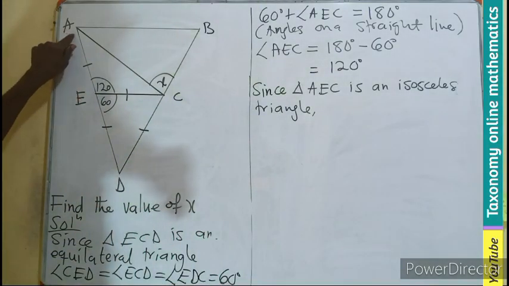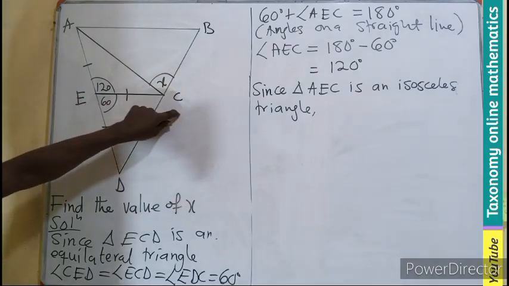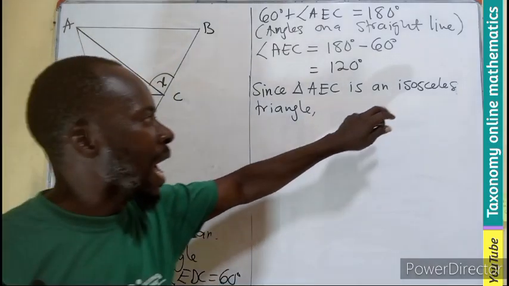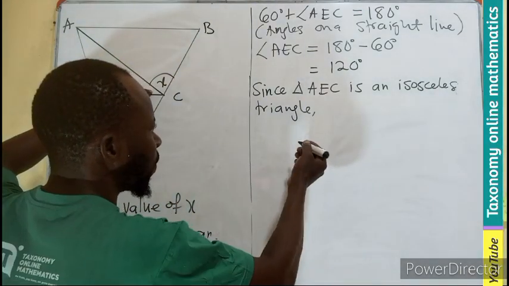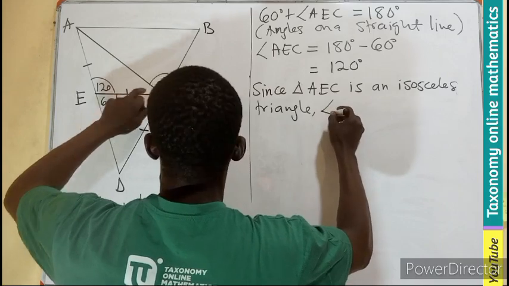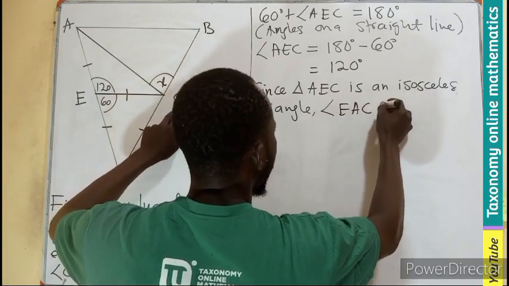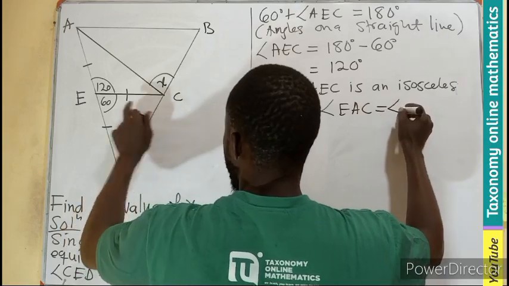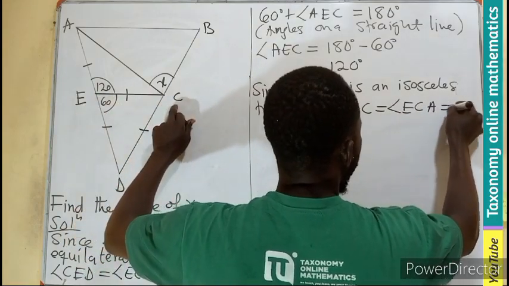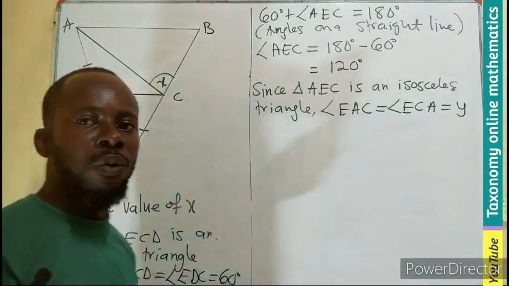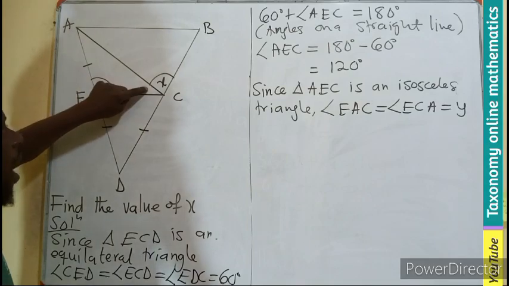So we know here is 120, we can find here easily, right? Since this triangle ACE, or AEC, is isosceles, their base angles will also be equal. So in this case, I can say angle EAC is equal to the angle ECA. Let me label that as Y. So if this is Y, this is Y.